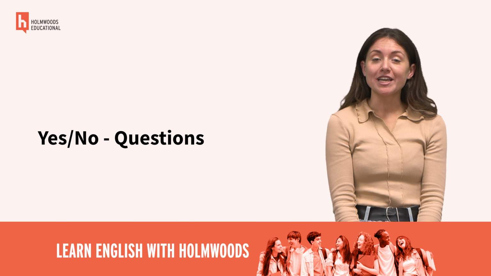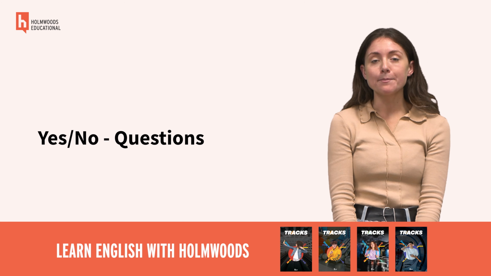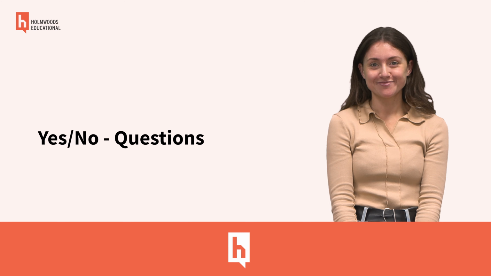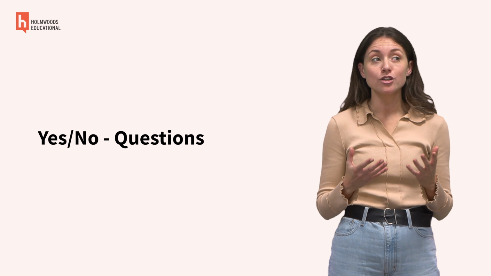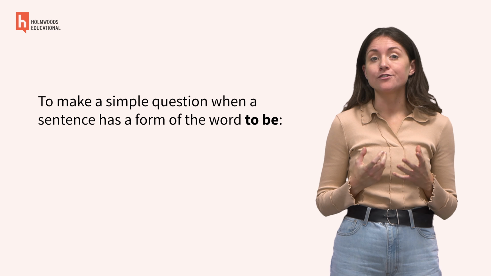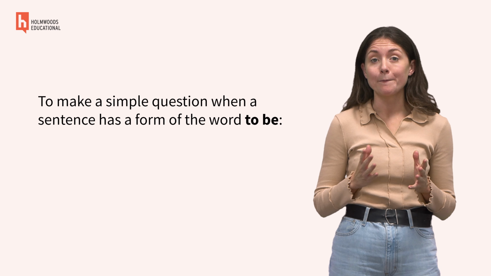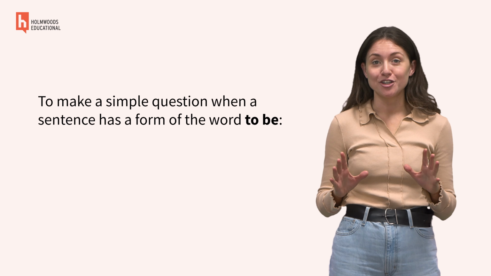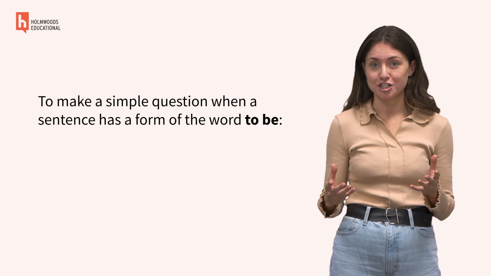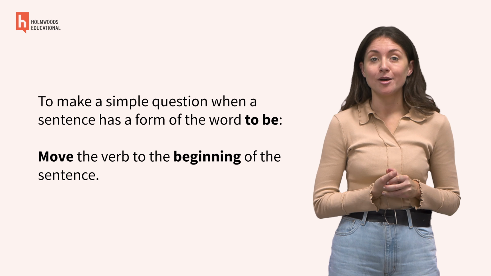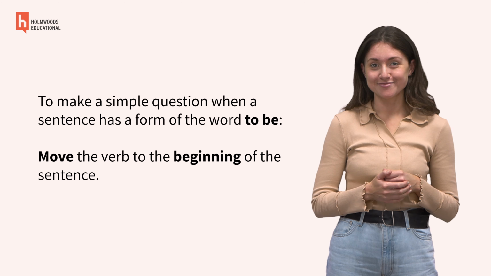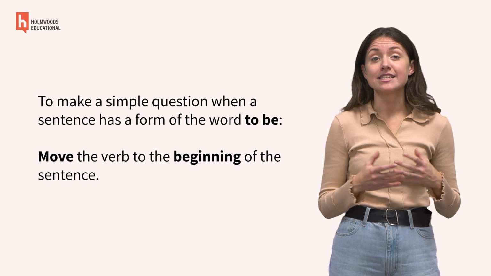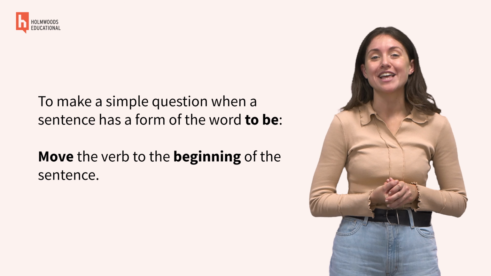Today we are going to learn how to make simple questions. First, let's look at a sentence with to be. When a sentence has a form of the word to be, all you have to do to change it to a question is move the verb to the beginning of the sentence. Let's take a look at an example to see how that works.